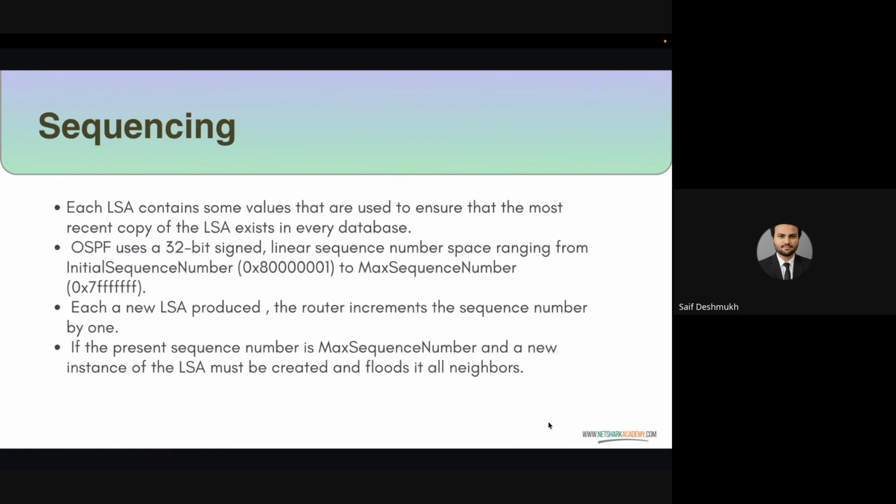It's a linear value. You're going to see it written in this manner. It's a hexadecimal value. Unless it's a big network, you're not going to see values like this, but generally it's written like this in hexadecimal. As per the RFC, this is called the initial sequence number. As per the RFC, the last it can go up to is this value, the max sequence number.